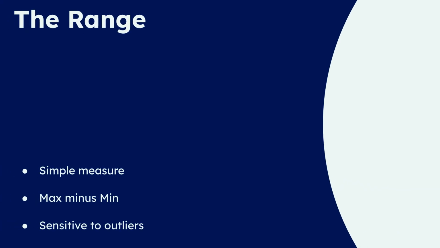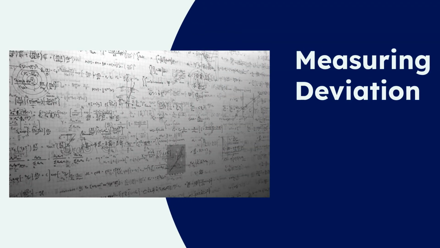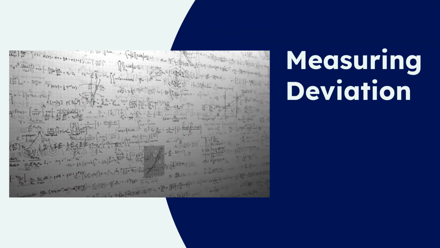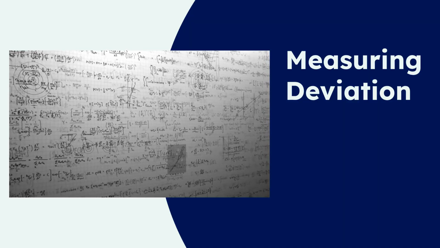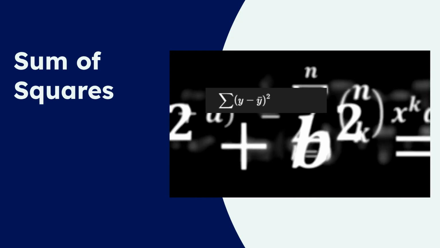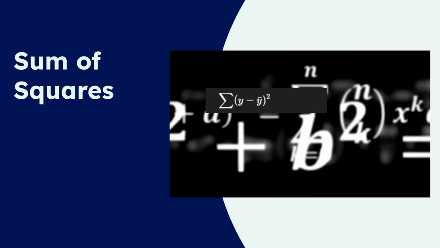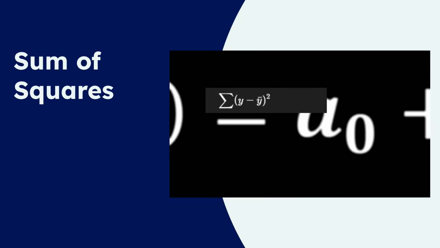One simple way to measure variation is the range, which is the difference between the maximum and minimum values. However, range is highly sensitive to outliers, limiting its usefulness. To improve our measure of variation, we need a better method to quantify how spread out our data points are. A more robust approach is to measure how far each data point deviates from the mean or average value. By squaring these deviations and summing them up, we arrive at the sum of squares. This calculation, represented by the formula sum of y minus y bar squared, is the foundation of statistical variability.